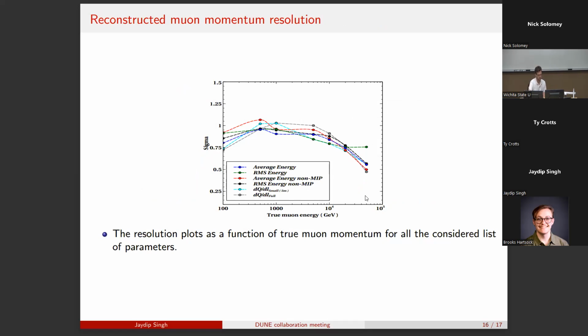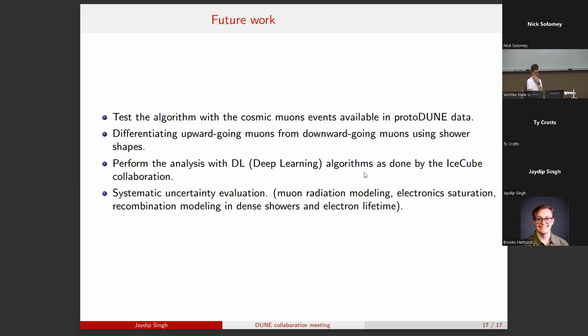So this is the resolution for the complete set of energy and the whole list of parameters. So still there are some issues for the higher energy region. We are looking into the issue and we are doing the systematic analysis. I have submitted an LOI to do the same analysis with the deep learning algorithm, submitted to the Snowmass conference.